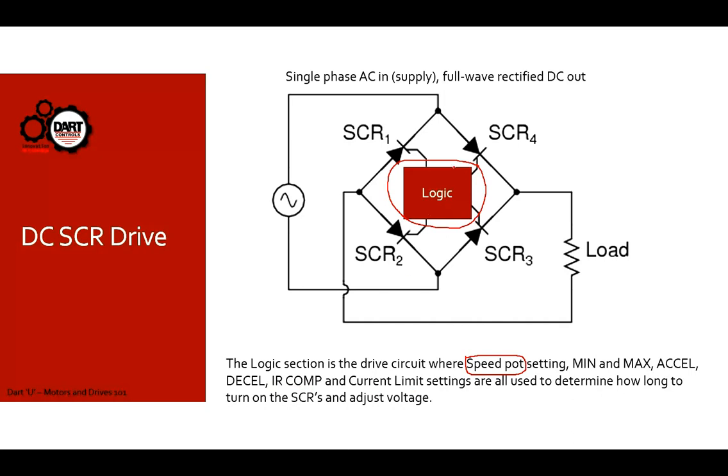So the speed pot is talking to this logic, and all of these settings within that logic are telling these SCRs when to turn on and for how long. And the result is an adjustable voltage out to this load, which in our case is a motor.